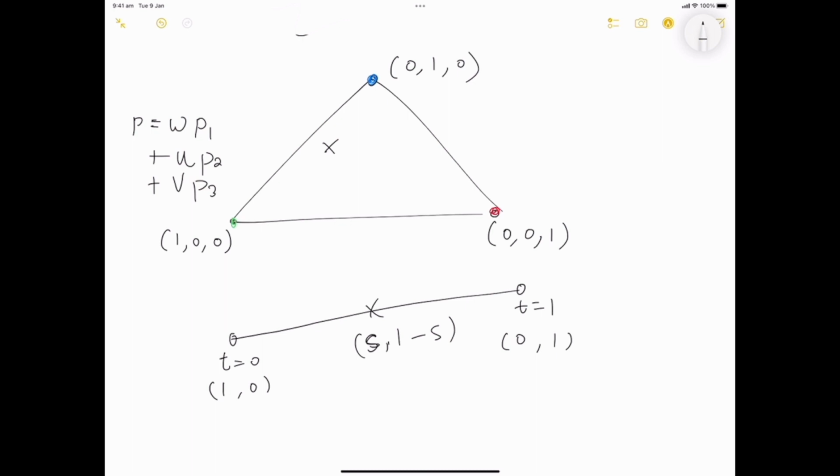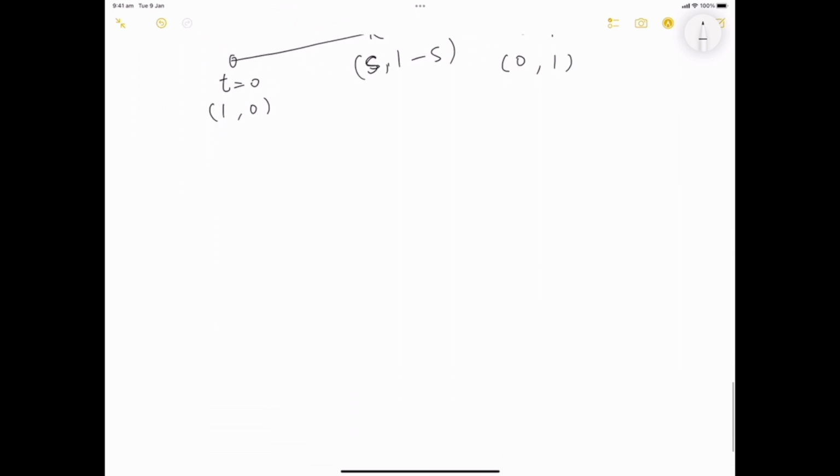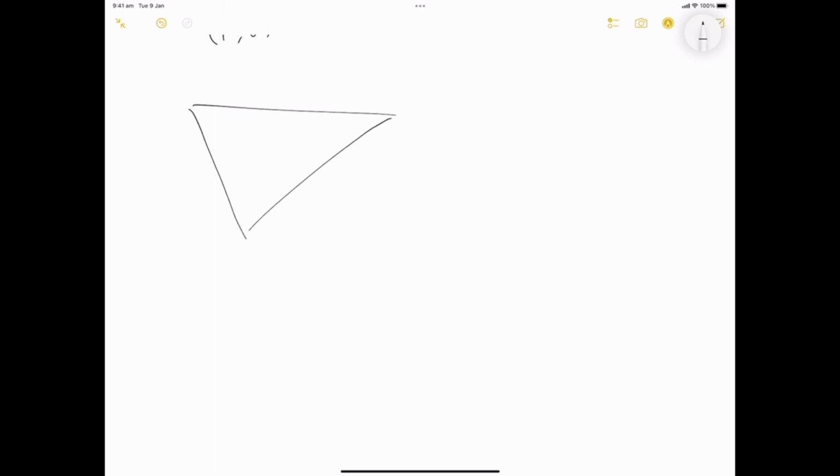I think that was all I was going to say right now on barycentric coordinates, but we will be using barycentric coordinates for our tests. So let me set up another situation. Let's say we have some sort of triangle here, and I'll label the points A, B, and C. So we can work out some things.